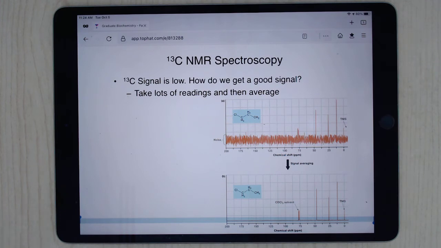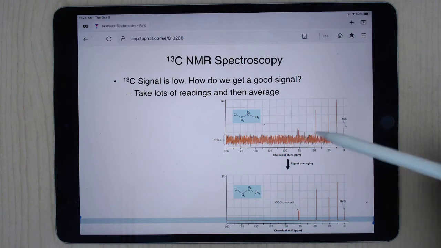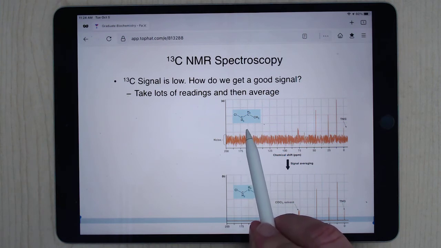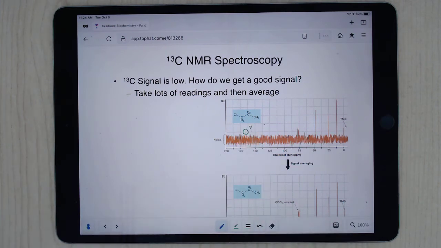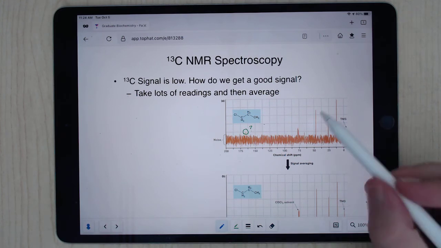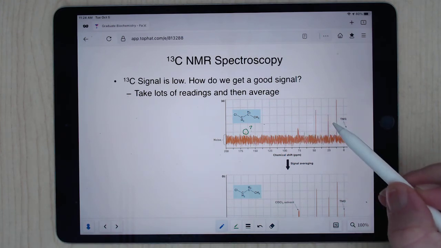So for hydrogen NMR, you only have to take 8 to 10, 12, 16 scans, and you can get a pretty good signal. For carbon, you have to take a lot of scans. Not only are the scans longer, but you have to do thousands of them. Because if you were to take one scan, you could maybe get these. But how do you know it's not just random noise? What about this guy here? Is that a signal? We don't know. These probably are, but we don't know.